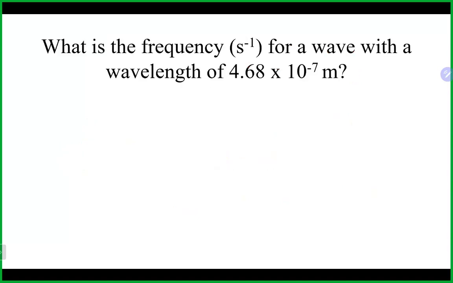Why don't we try one here? What is the frequency in reciprocal seconds for a wave that has a wavelength of 4.68 times 10 to the minus 7 meters? This is probably the equation that you might want to use here. We have the wavelength given to us, which is 4.68 times 10 to the minus 7 meters. We are looking for the frequency.